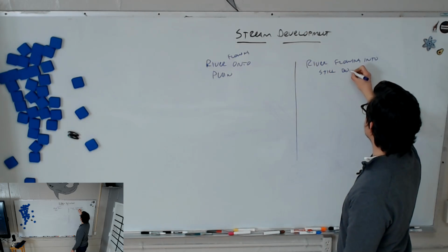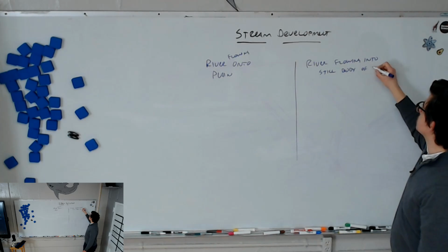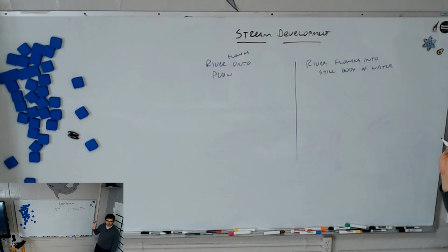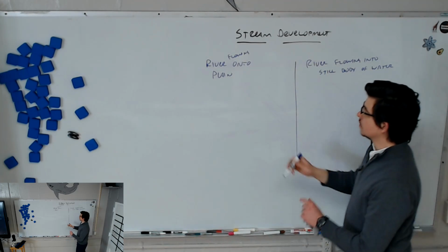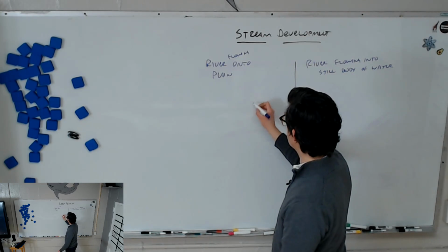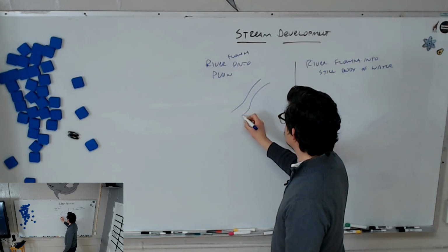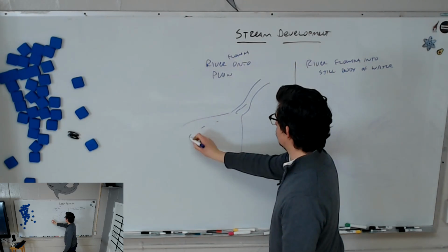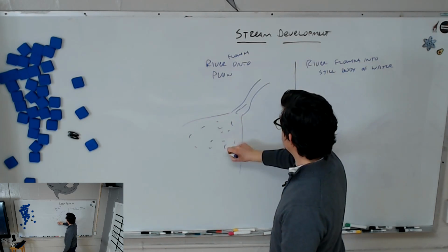It doesn't have to be perfectly still, obviously, but into something that's relatively still. When I say still body of water, I mean what two things generally? Lake and ocean. So if the river flows onto a plain, it's going to dump all of its sediments right away. So here's river flowing, and then if there's a plain here, it's just going to form this shape, and all the sediments are going to be in that.